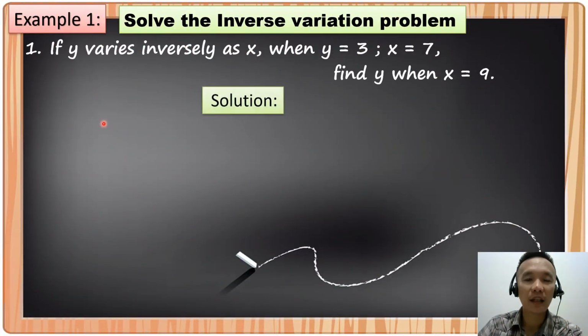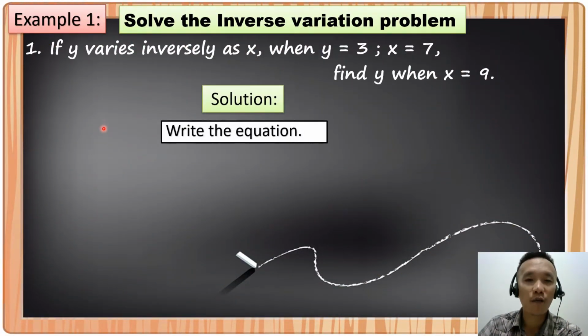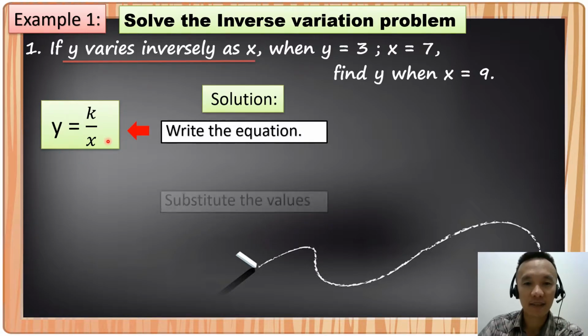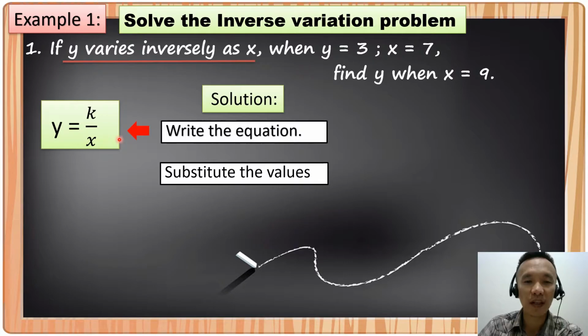We are going to write first our formula or our equation. Take note, we have the words y varies inversely as x. So therefore, our formula will be y equal to k over x. Then the second step is we are going to substitute the values. So what values are we going to use? The values that we are going to use will be y is equal to 3 and x is equal to 7 for us to find our constant of variation.